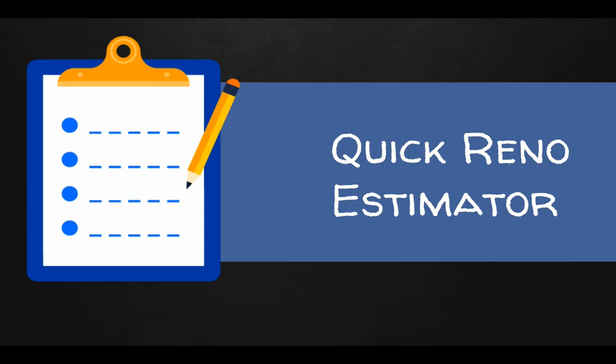What we love about this quick Reno Estimator is it forces us to look at about 50 different line items and assign a cost to them. Now, the key to it is you don't have to be perfect. You just want to get it in the ballpark. It tends to add up really well.